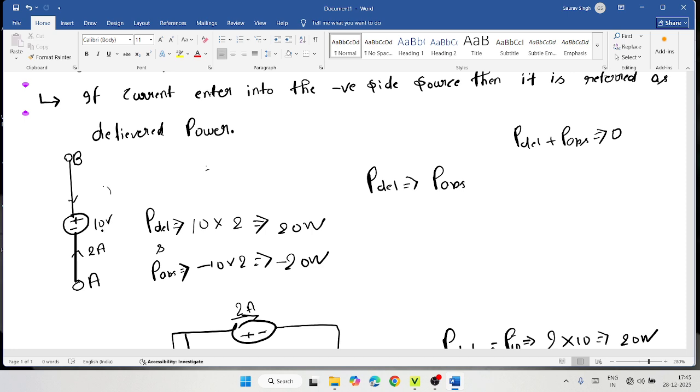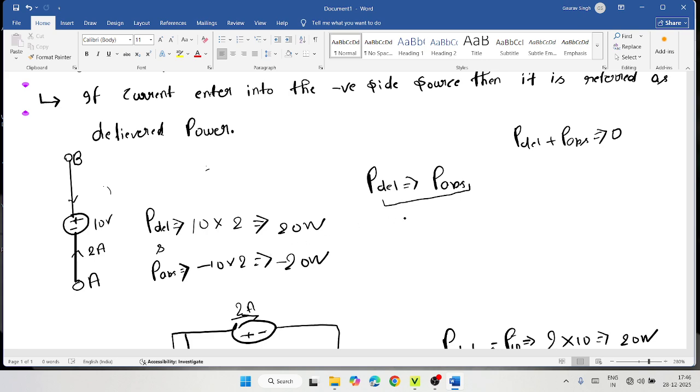So a 10 volt voltage source is there, and a 2 ampere current source is there. So 10 into 2 is 20 watt, and power delivered is equal to power absorbed, meaning 20 watt is equal to power delivered, 20 watt. Power delivered is equal to power absorbed. This is the conservation theorem. Total power delivered is equal to total power absorbed.